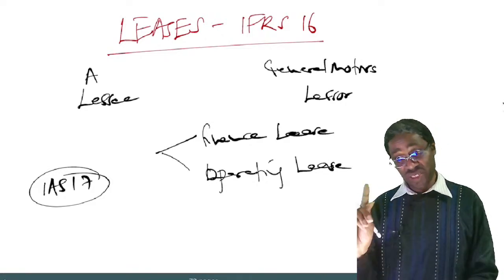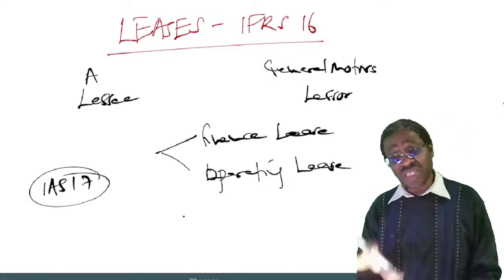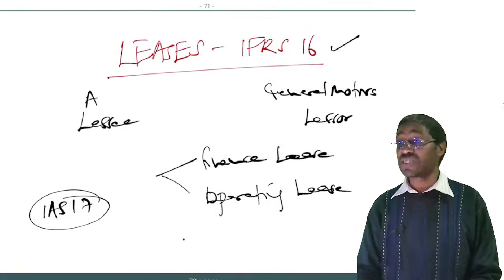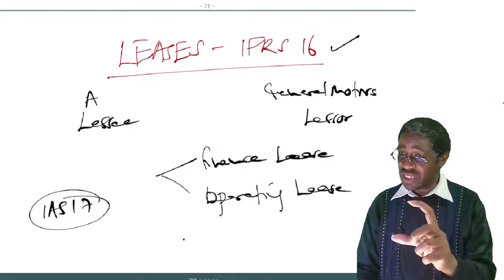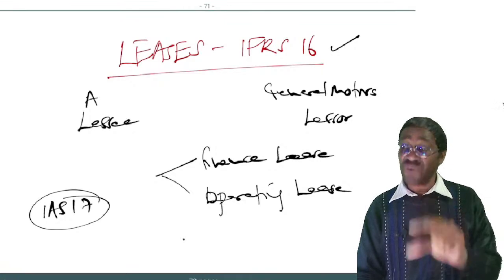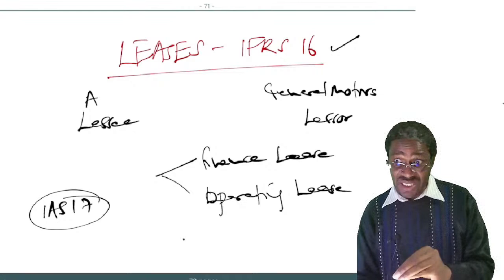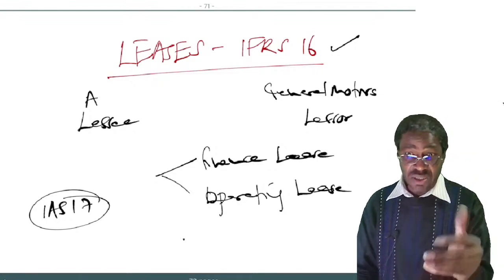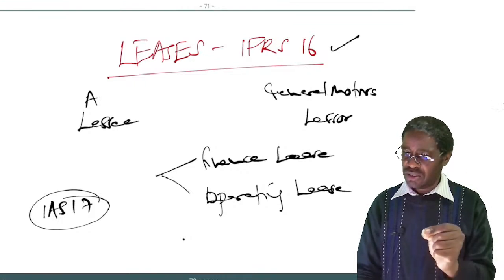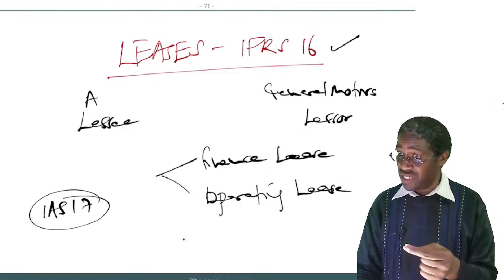But according to the new accounting standard, once it was revised, we are now dealing with IFRS number 16. IFRS 16 says that you as a lessee now should not classify that lease as either a finance lease or an operating lease. When you as a lessee lease an asset, you don't recognize it as either an operating lease or a finance lease.